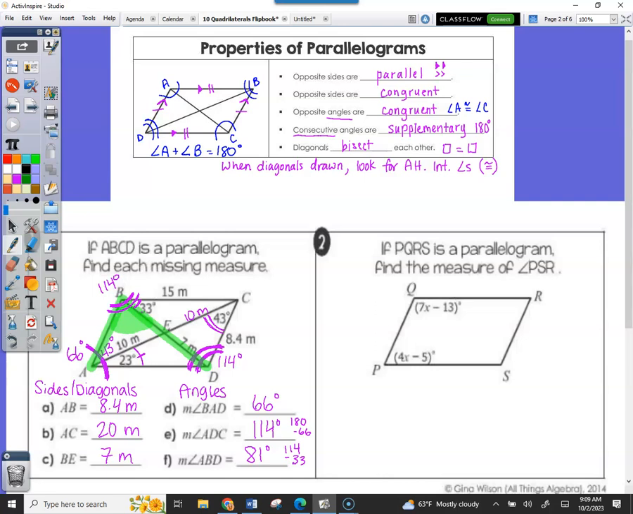All right, let's do example 2 and then we'll go to the practice. It says PQRS is a parallelogram. Find the measure of angle PSR. So I'm going to take my highlighter. They want the measure of angle P to S to R. So this is the goal. It helps to put question marks on the goal. That's the goal.